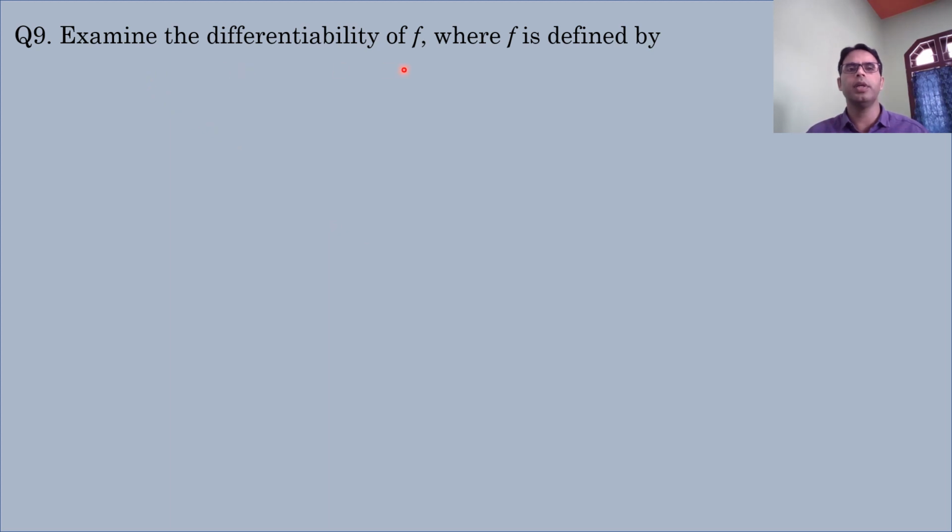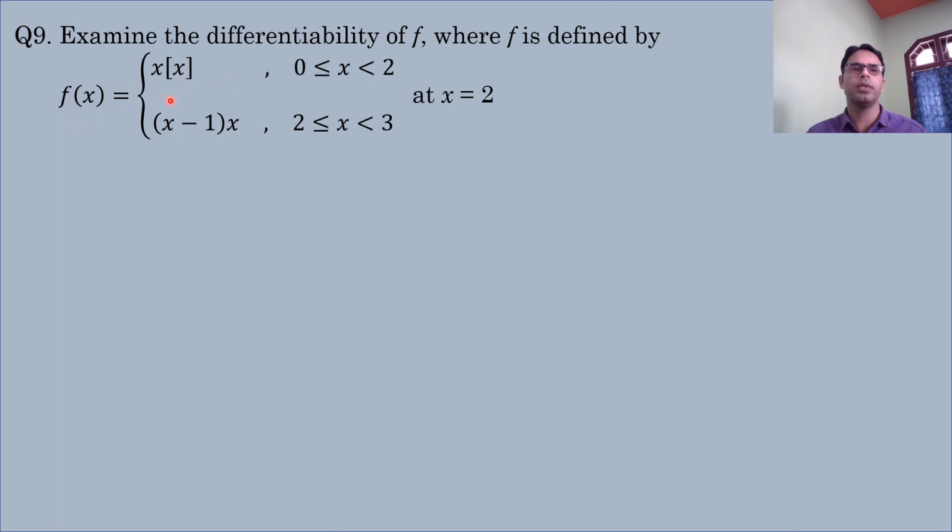Examine the differentiability of f where f is defined by, this is the function f(x) is equal to [x]. It is the symbol of greatest integer function x when x is between 0 and 2, and this is the another definition of function when x belongs to from 2 up to 3, mean the half closed interval [2, 3]. At x is equal to 2, the point is 2, given point is 2, and you are to check the differentiability at x is equal to 2.